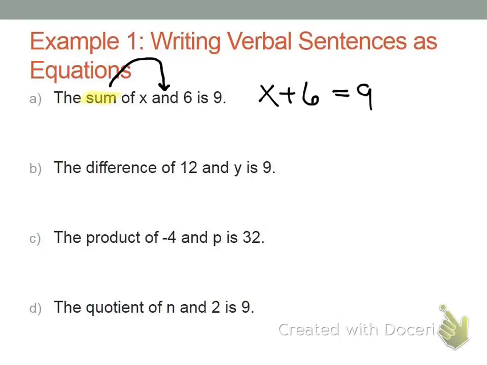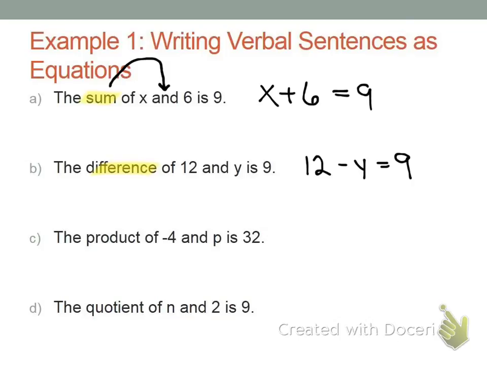What about number 2? What's my key word for number 2? Someone raise your hand and tell me. Samantha. Difference. Very good. Which means what, class? Subtraction. All right, so plug in difference where you see the word and. Okay, and what would be my equation? What would it be, Andrew? 12 minus y equals 9. I've got my variable, I've got my equal sign, and I have my operation, which is subtraction.